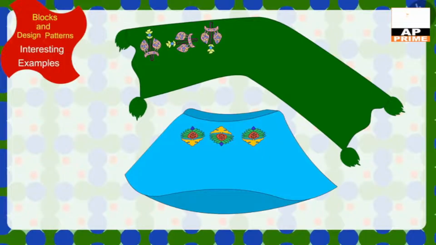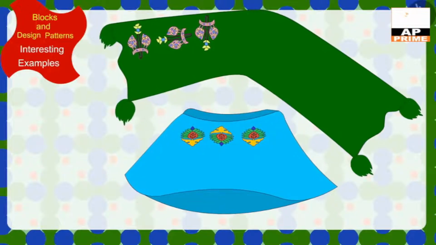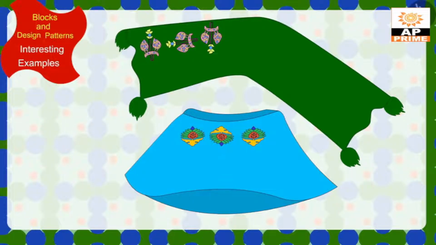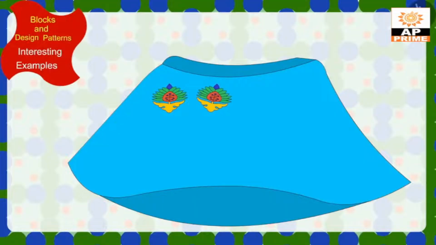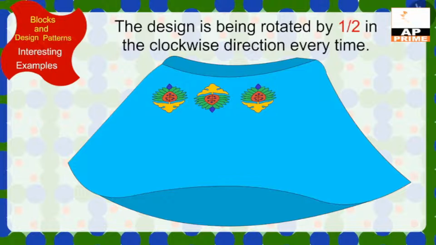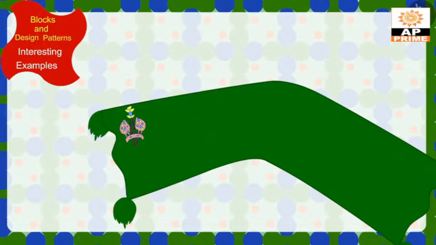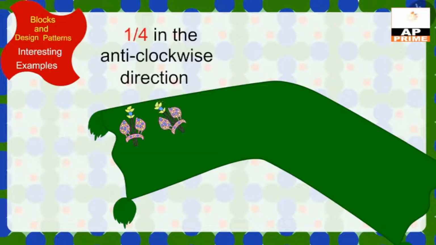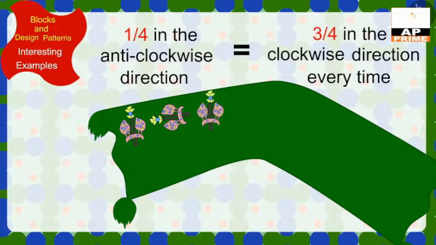Children, can you now help Uncle find the rules of patterns made on this skirt and the dupatta? Find the solution for this with your friends. In the pattern on the skirt, the design is being rotated by half in the clockwise direction every time. And in the pattern made on the dupatta, the design is being rotated by 1/4 in the anti-clockwise direction, or 3/4 in the clockwise direction every time.